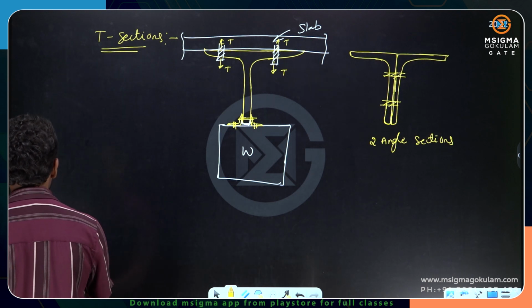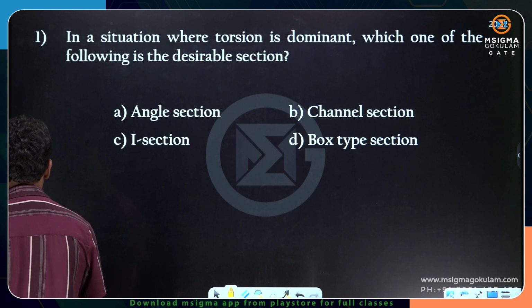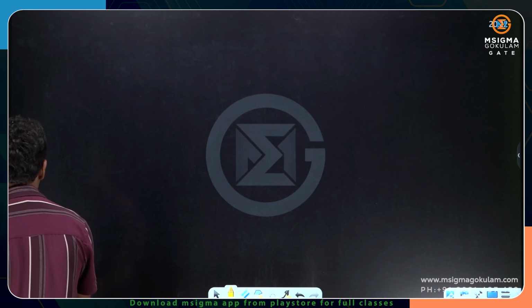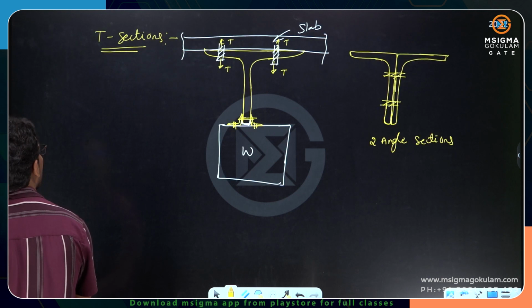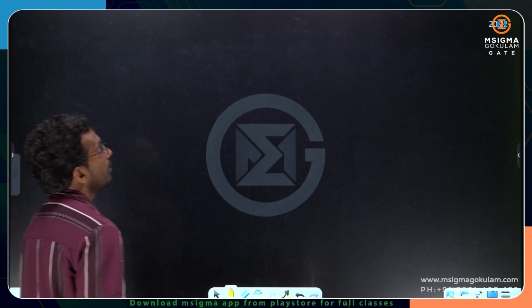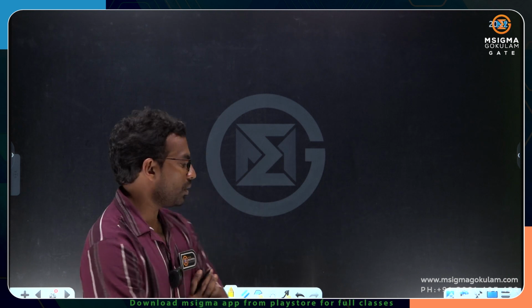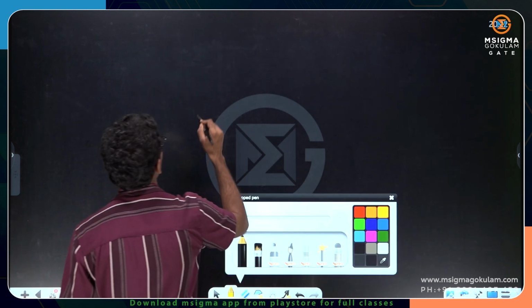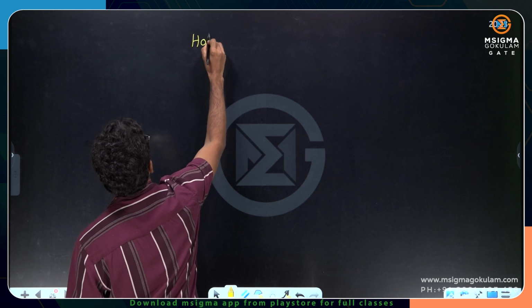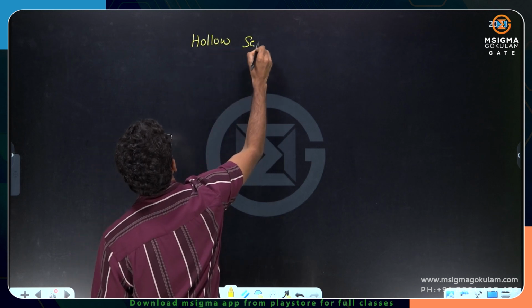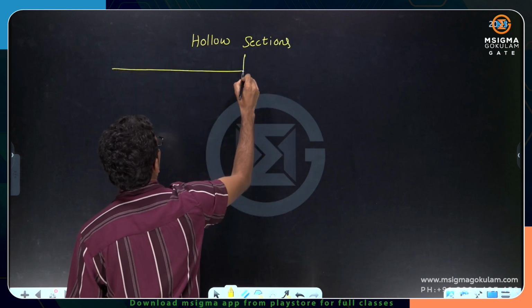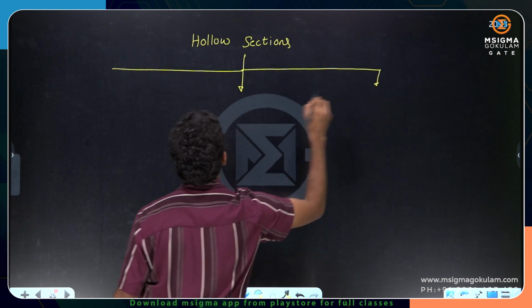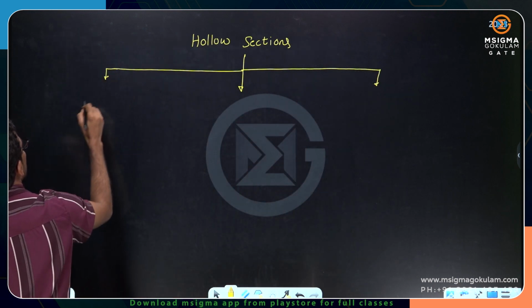Now comes the very important thing. Okay. Hollow sections. What sections? Hollow. What is the significance of hollow sections? Let us look at that. So hollow sections. What are the hollow sections? How many types of hollow sections are there? Let us look at that. So hollow sections are of 3 types. What are those hollow sections? Let us look at that.